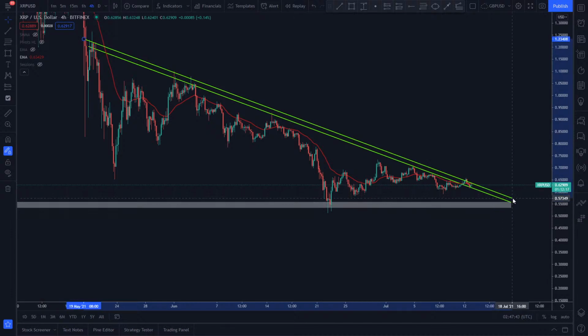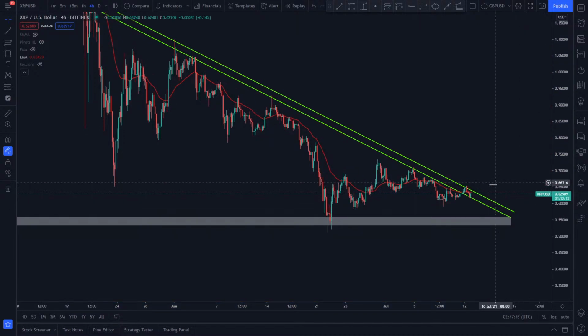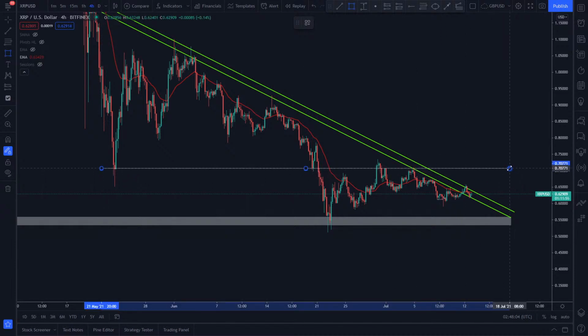Once it gets back to this area, like Ripple, I don't know if you see on my charts here, that's a decent time potentially. Once it gets back to like 55 cents, 50 cent area, definitely buy. I mean, just buy and hold. Just buy and hold and see what happens.